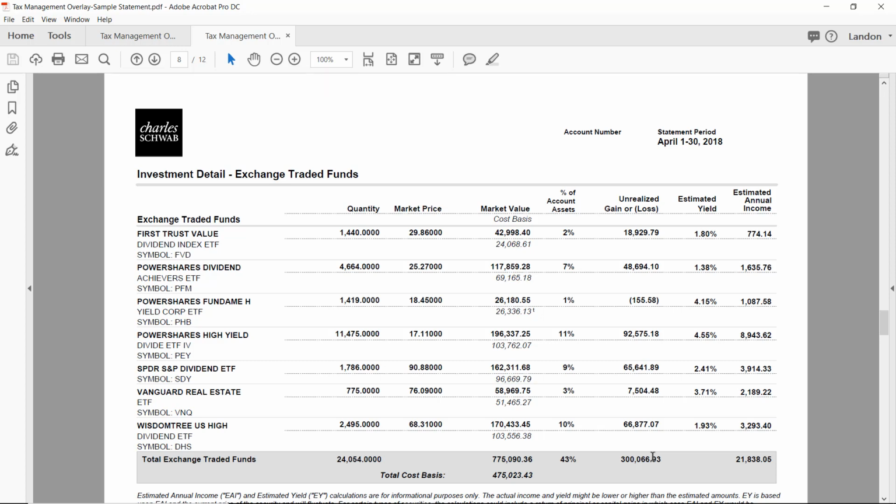Okay, so let's take an example here. Let's just use this position right here. This would be perfect. Okay, let's use this position. We're going to make just a silly assumption here. This PowerShares dividend ETF.